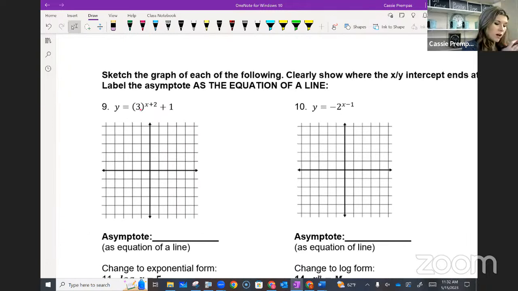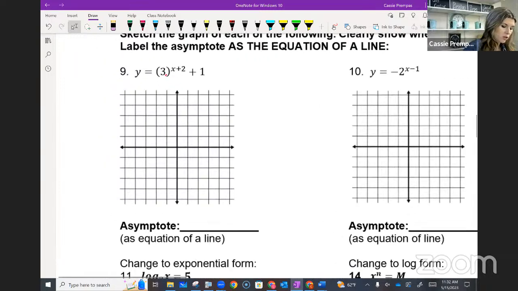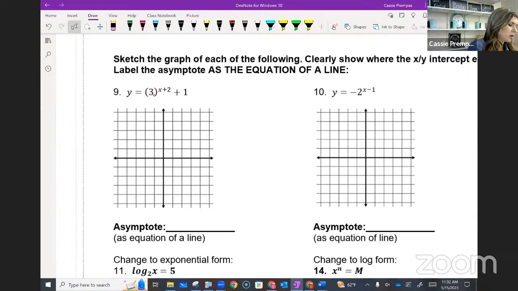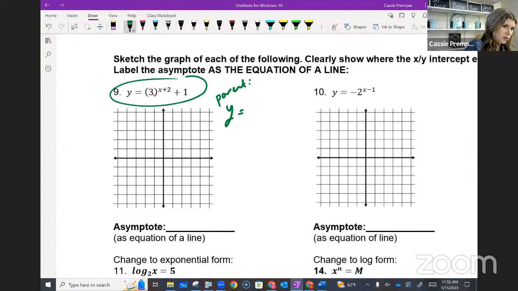Sketch the graph of each of the following. Clearly show where the x or y intercepts are. Make sure you label the asymptote. Do you guys remember what the parent graph would be for number 9? It's y equals. Remember how we find it? Okay. It comes from this guy.